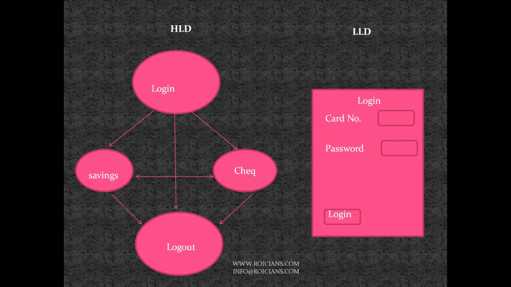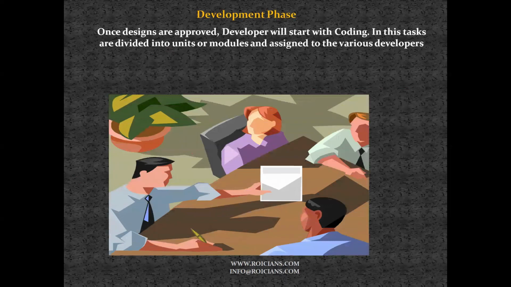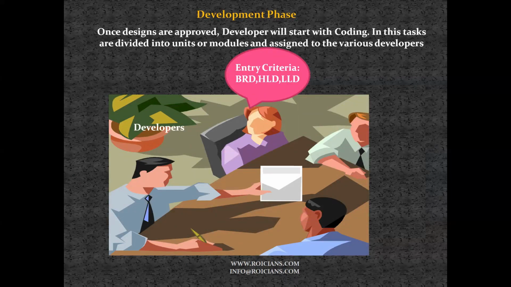After getting HLD and LLD approved by the client, we'll move to the development phase. Once the designs are approved, the developer will start with coding. In this, tasks are divided into units or modules and assigned to various developers. So the developer will start coding, and all the tasks will be divided into small modules and distributed among various developers. In this, the developer team will take BRD, HLD, and LLD as entry criteria.